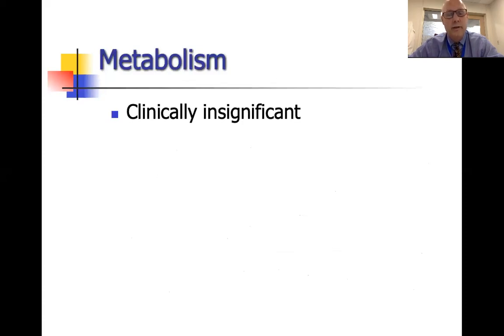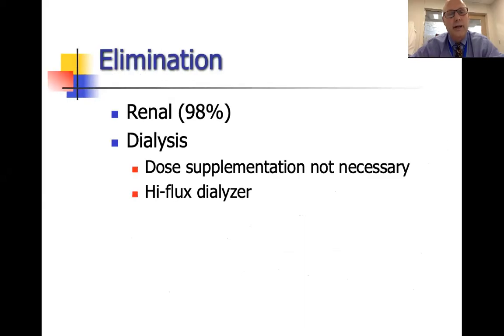So metabolism, we usually like to think of as clinically insignificant. Elimination is almost 98% renal. And so a lot of times some of the things that are important has to do with whether or not patients are getting dialysis or not dialysis. And so dose supplementation may not be necessary. It depends on whether or not you're using a high flux dialyzer or a normal membrane. And that's something the dialysis nurses should be able to tell you whether they're dealing with one of those two dialyzers.